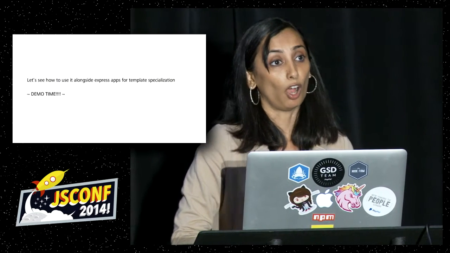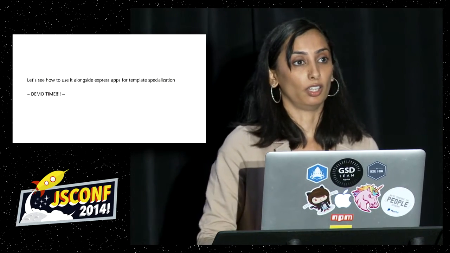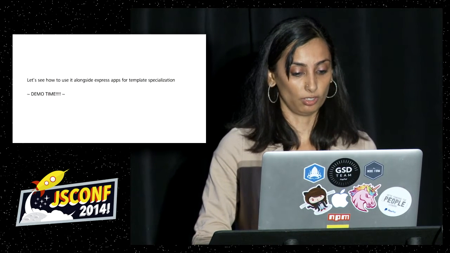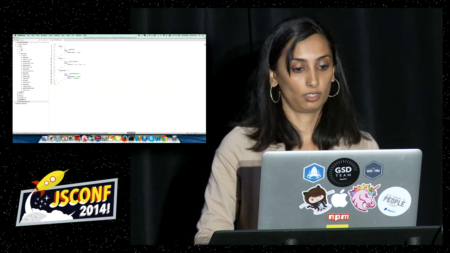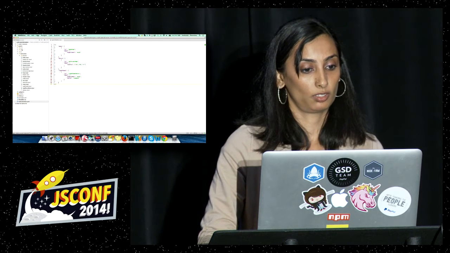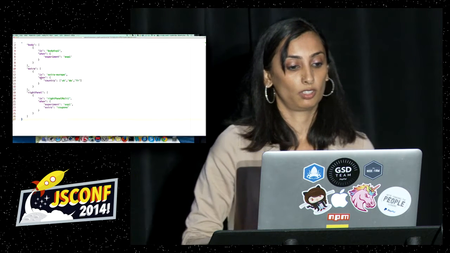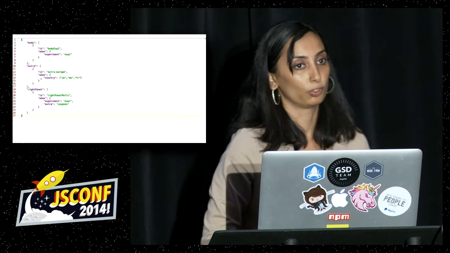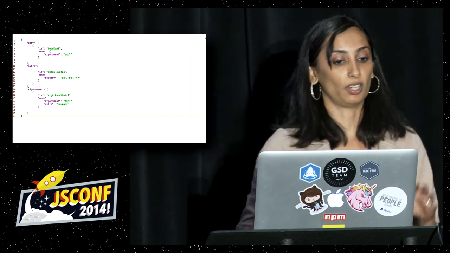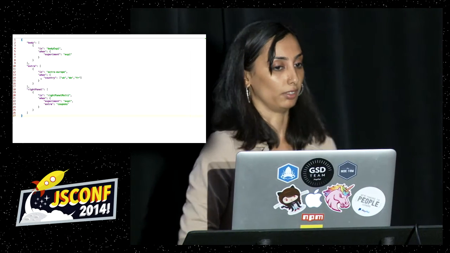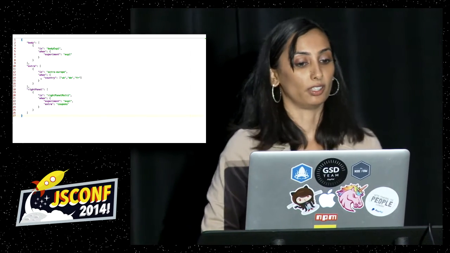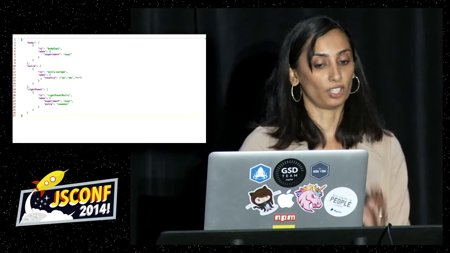So let's see how we use it alongside Express apps for template specialization. I'm just going to shine a torchlight on key parts in the Express app that you would want to watch out for to implement this. So this, if you look at it, is a simple JSON config.